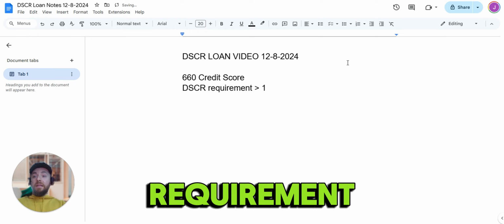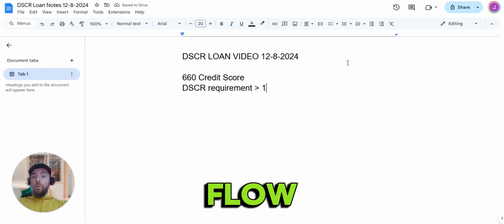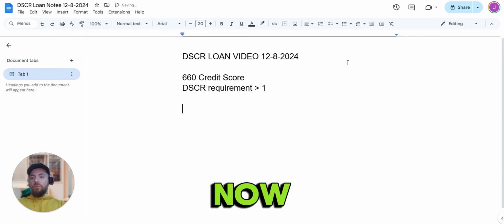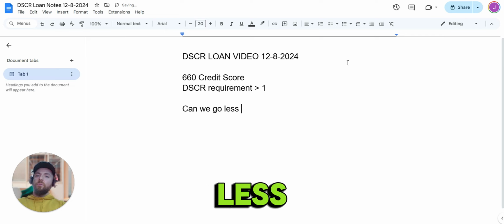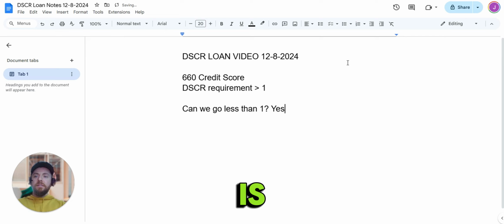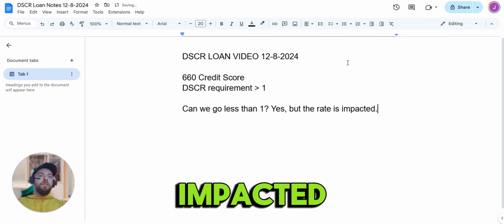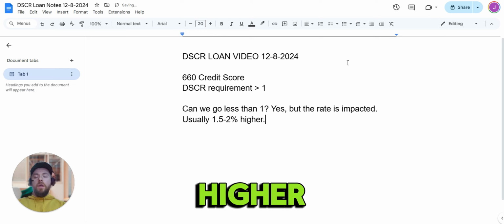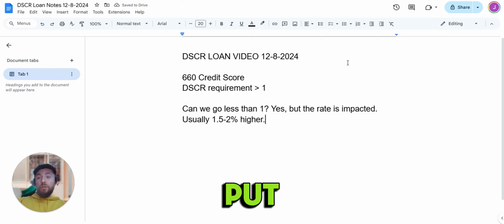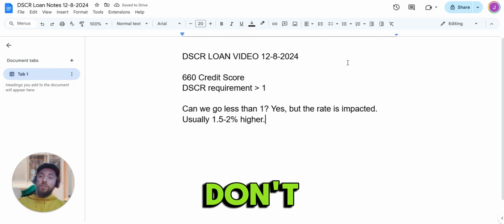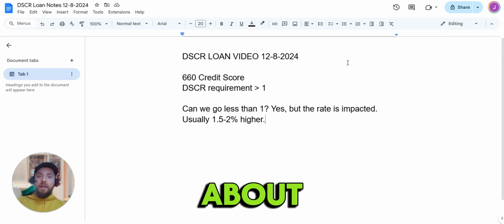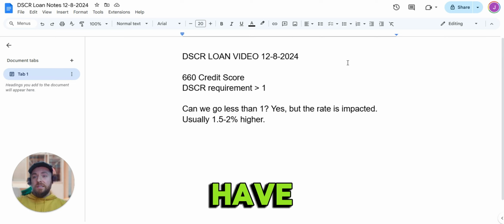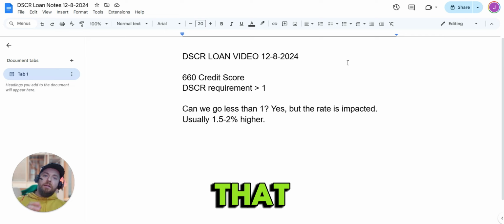The DSCR requirement, meaning if you're going to cash flow or not, should be at least 1. Now, that begs the question, can we go less than 1? And the answer is yes, but the rate is impacted, usually 1.5 to 2% higher. So again, we want to put you in good loans. We want to give you good terms. We don't want you to look at our term sheet and cringe about it. So we just tell you up front, like, you should have a DSCR of greater than 1, and we'll go over an example of that in a minute.